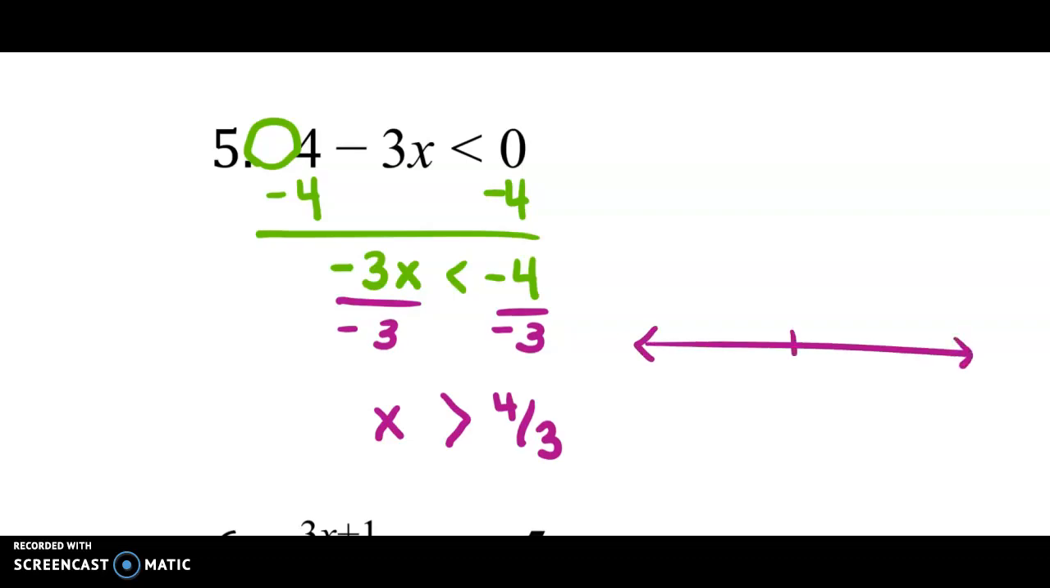The easiest way to graph this is to put 4/3 in the middle. The next whole number would be 2 and 3 above it, and then the next smaller whole number would be 1 and then 0. Since it's greater than, we'll have an open circle, and we're going to shade to the numbers bigger than 4/3.